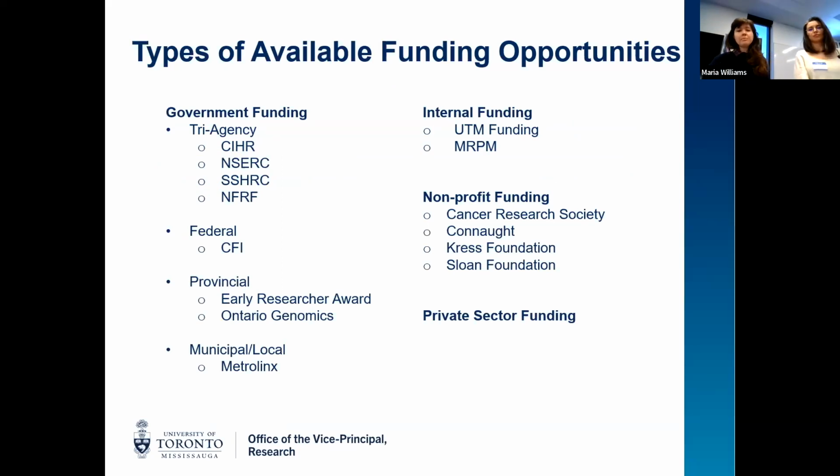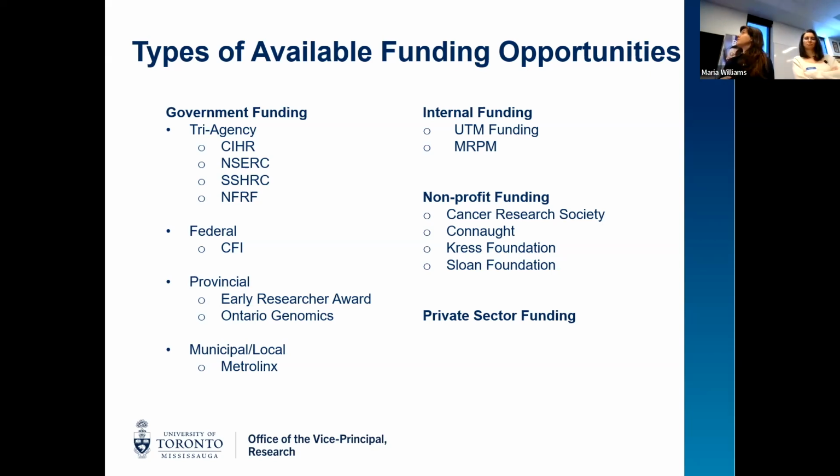And I just want to start by discussing and providing an overview of the types of funding available to researchers at UTM. Funding can kind of broadly be categorized into 4 types: government funding, funding internal to the university, nonprofit funding, and private sector funding. And I took a quick look at some of the funding that was being held by UTM researchers at the moment, and I provided some examples.